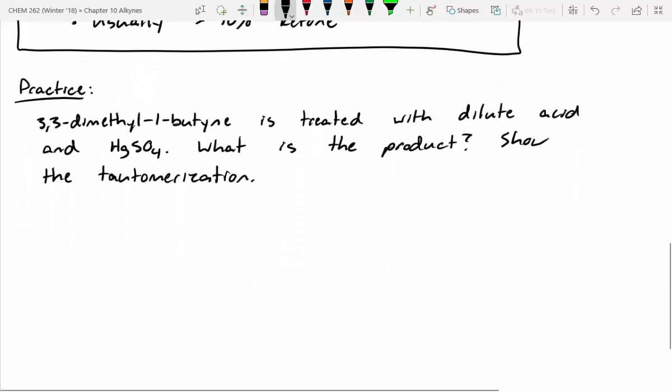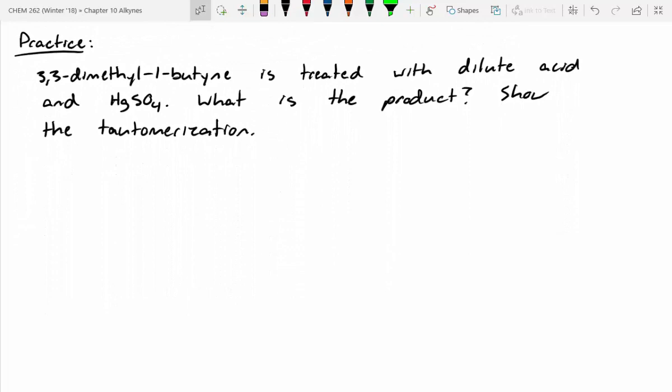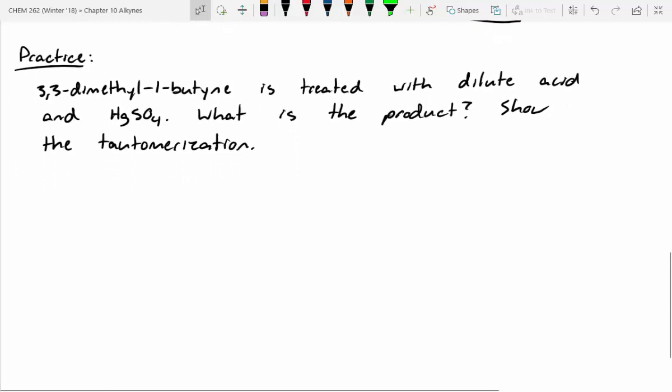So just like before, you don't have to show the first step, but try to show the tautomerization afterwards. I'll give you guys a minute to work on this, but double check with your neighbor to see if you're doing everything correctly.